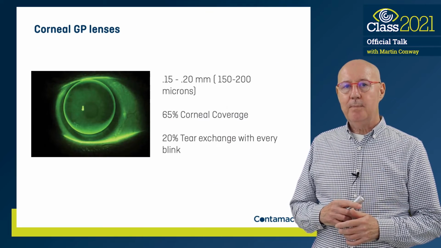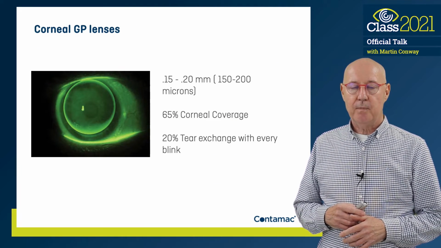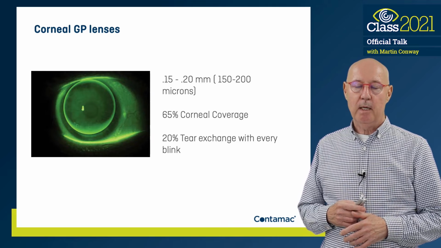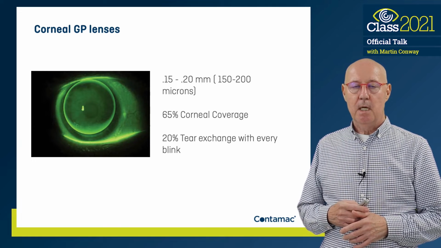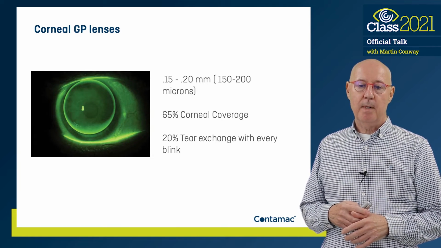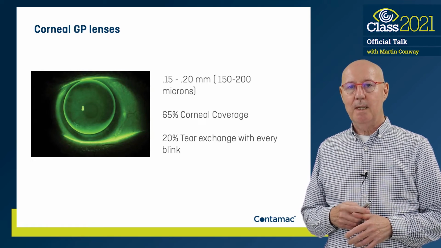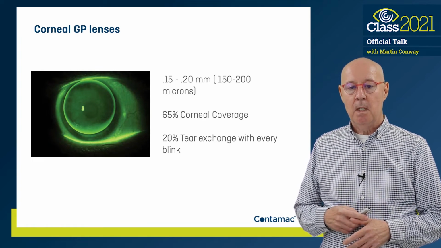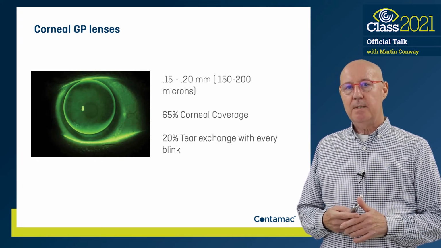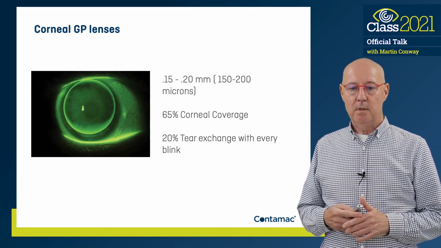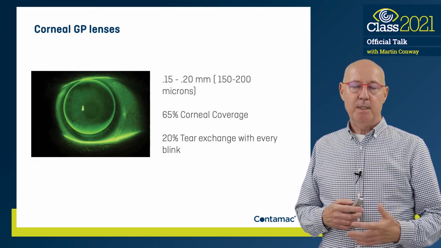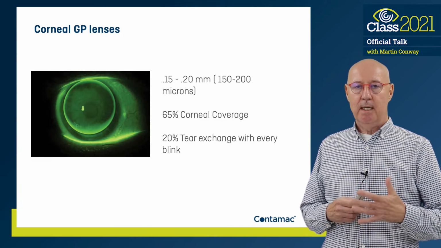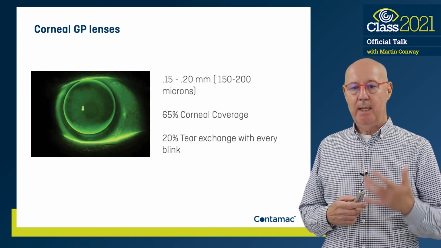If we look at a typical RGP material, here's an RGP on an eye, we can see that a contact lens made of an RGP material is normally about 0.15 to 0.2 millimeter center thickness. In typical use, it would cover about 65% of the corneal surface, and about 20% of the tears underneath that lens would be exchanged with each blink.